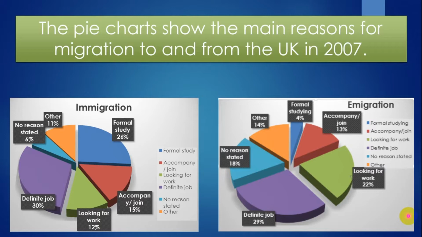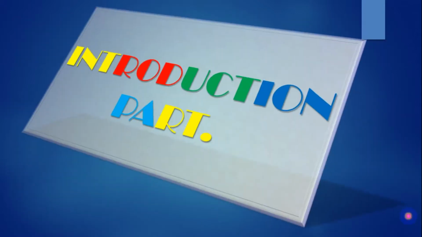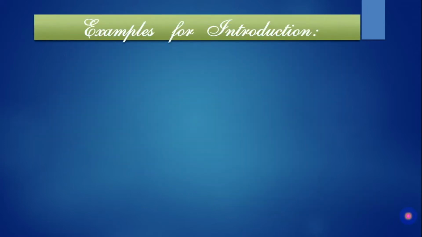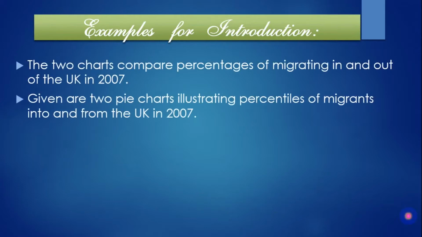As usual, my video lessons start from the introduction part. In this section, you are able to see 4 possible forms of the introduction. Their levels of structure range from simple to complicated. Look at example number 1. The two charts compare percentages of migrating in and out of the UK in 2007. Example 2. Given are two pie charts illustrating percentiles of migrants into and from the UK in 2007.